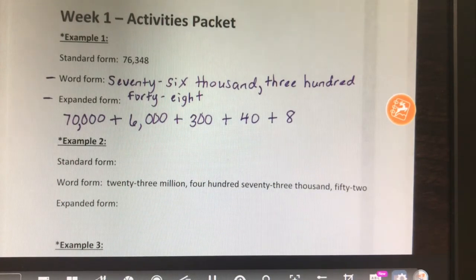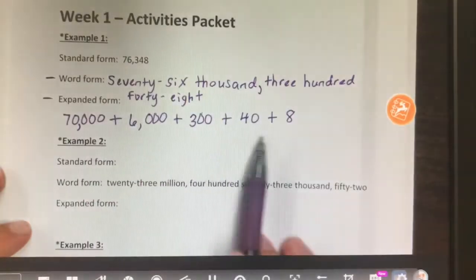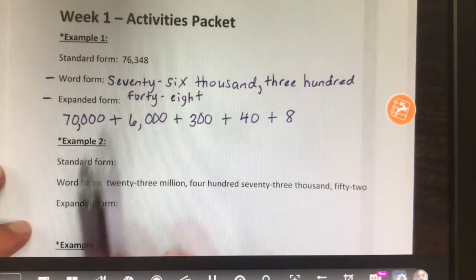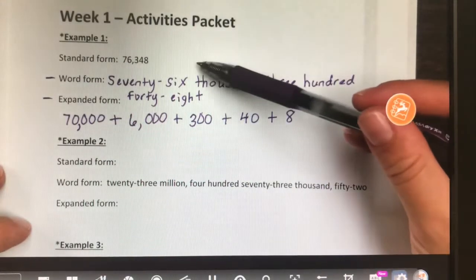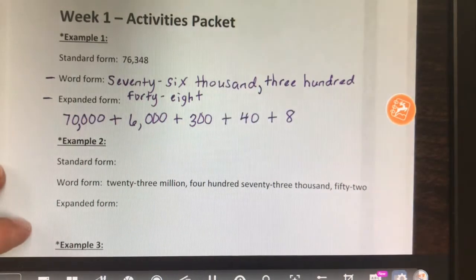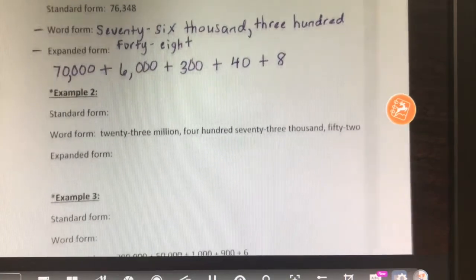And again, if you wanted to check yourself, you could just line these up and add them together, and you should get your original number, because remember, these are all the same number, it's just 3 different ways we can write it. Okay, let's go to example 2.